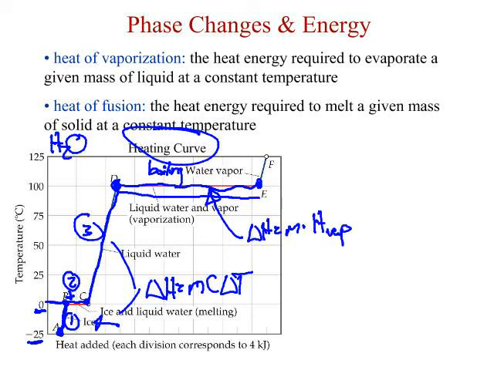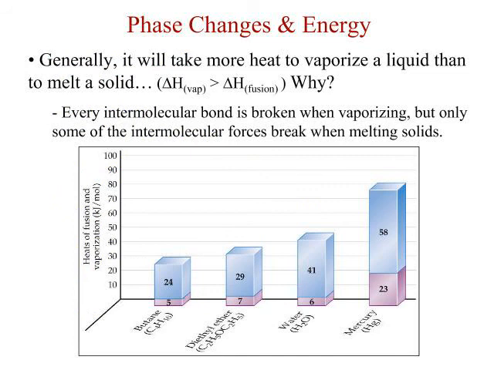And down here, when it is melting, delta H is equal to the mass times the heat of fusion, where the heat of vaporization and the heat of fusion are the amount of energy needed to vaporize or to melt a sample of water, in this case, respectively. Okay? Now, if we take a look at the heat of fusion compared to the heat of vaporization, what you're going to notice for most substances is that there is a dramatic difference.